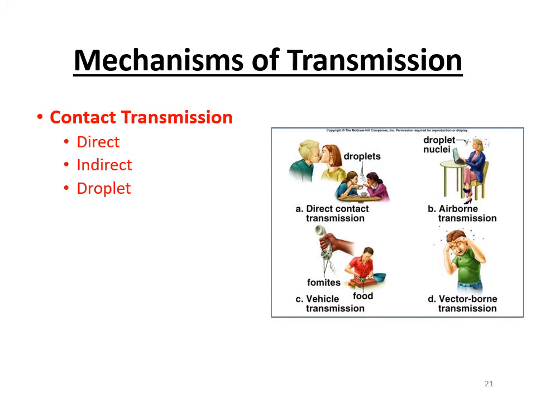The next example of transmission is vehicle transmission. This is the one where pathogens now are hitching a ride on something you would think would be clean. This would be something such as food or a fomite, like we talked about in lab.